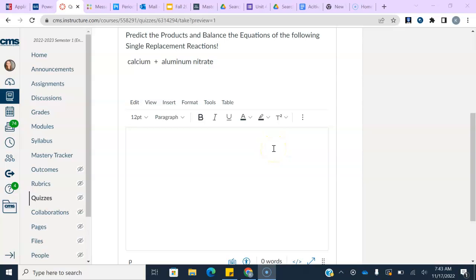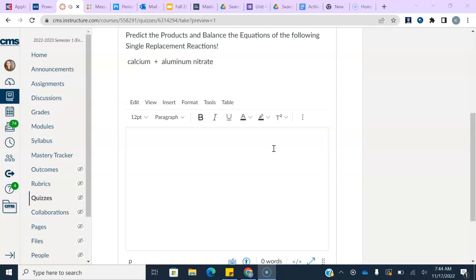Hey guys, welcome back. I just wanted to go over this warm-up really quickly with you guys because I was noticing some mistakes. So I just wanted to do another example here with you so that we're all on the same page. So this warm-up, this is Unit 3, Lesson 9. It says predict the products and balance the equations of the following single replacement reaction.